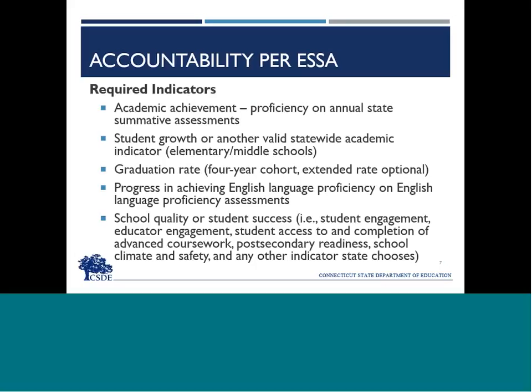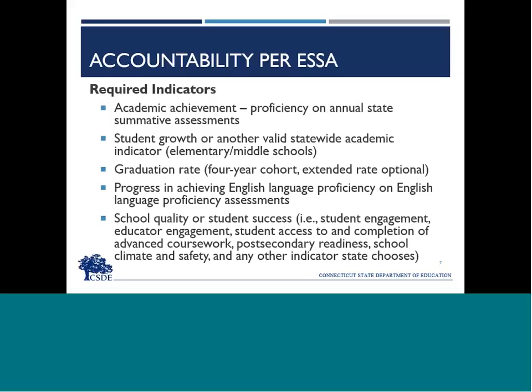It requires a new indicator, again, for Connecticut, this is the new one: progress in achieving English language proficiency for English learners on the English language proficiency assessments. And I'll talk a little bit more about that in a subsequent slide. But that is a required indicator under ESSA. And the last one is indicators around school quality or student success. And the law refers to a variety of different topics, including student engagement, educator engagement, access to and completion of advanced coursework, post-secondary readiness, school climate and safety, and any other indicator that the state chooses.